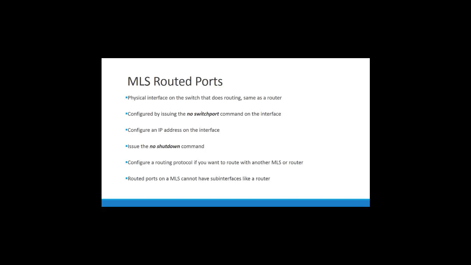And then if you want to route, in this case, we're actually going to route to another router. In my next topology, I've basically taken the previous topology and just added a router to it. So if I want to route from my PC1 all the way up through my multi-layer switch to the router that I've connected, I've also got to configure a routing protocol. If I want to connect multiple multi-layer switches and route between them, or route to another router, I've got to configure a routing protocol.